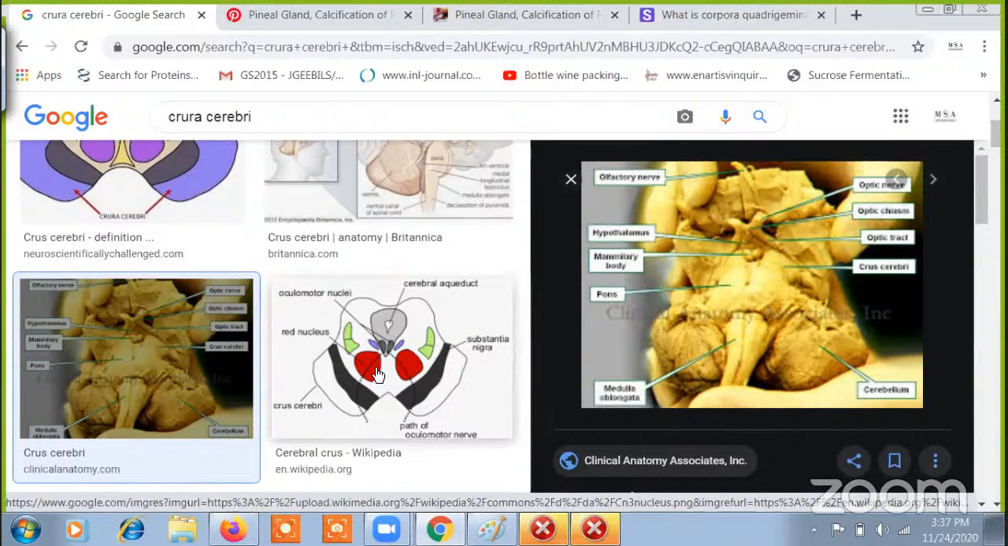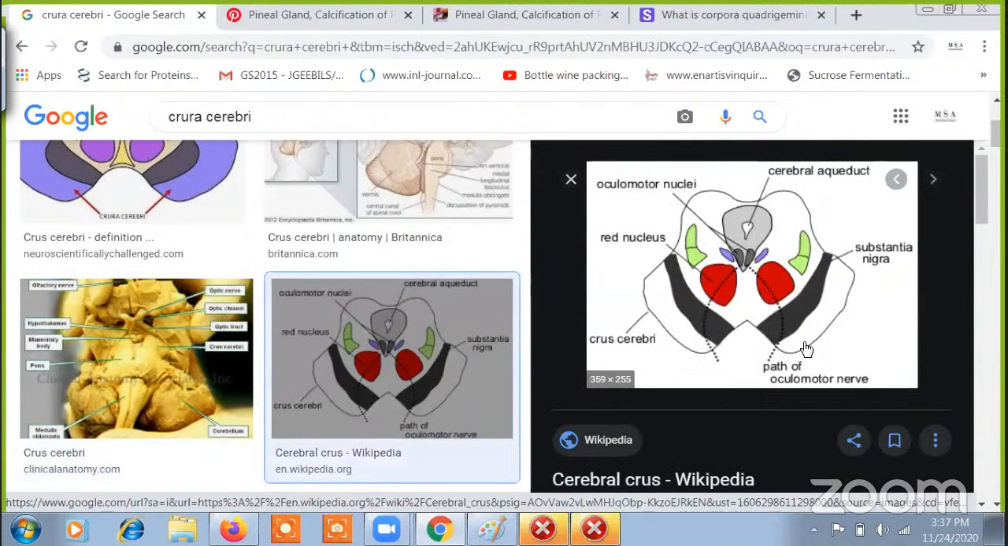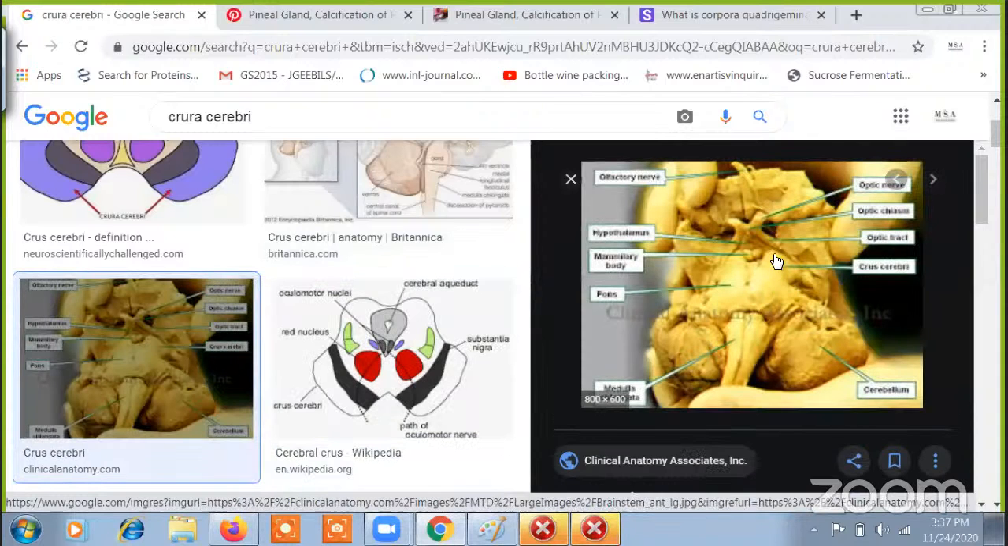Again, in this figure also you can try to understand. Here, this is one tract and this is another tract. Both of these tracts are the tract of the crura cerebri. And here you can find the optic chiasma. And this is a cerebral aqueduct. This will be the optic chiasma. And here you can find these two tracts, right? These two tracts are called the crura cerebri.